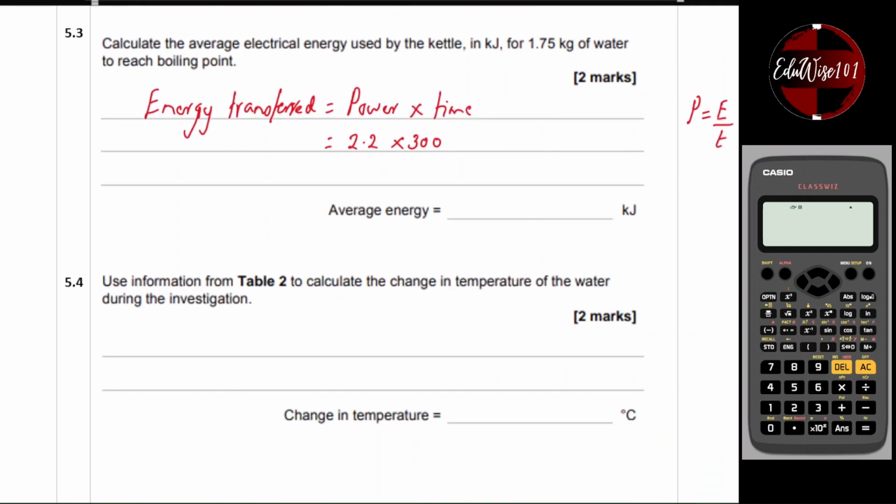That gives me 660 kilojoules. 5.4. Use information from table 2 to calculate the change in temperature of the water during the investigation.